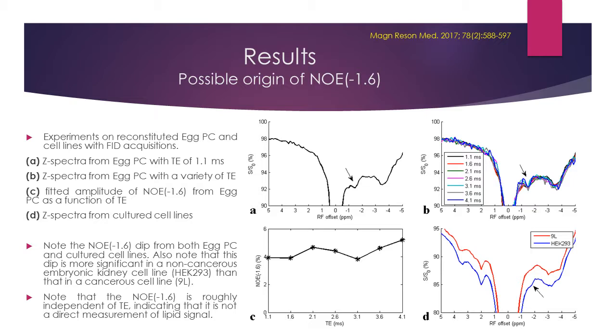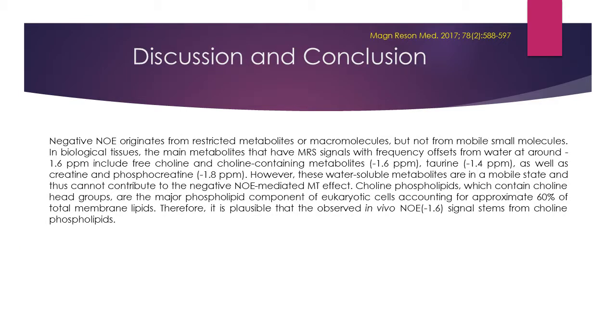We also performed experiments on reconstituted phospholipids to evaluate the possible molecular origin of the NOE minus 1.6. Note in Figure A the presence of the signal in the Z spectrum from phospholipids. Also note in Figure D that this signal is more significant in the non-cancerous cell line HEK293 than that in the cancerous cell line 9L, suggesting its application in diagnosing tumor. Several other components also have MR signal at around minus 1.6 ppm. However, they are in mobile state and thus cannot produce a negative NOE signal.